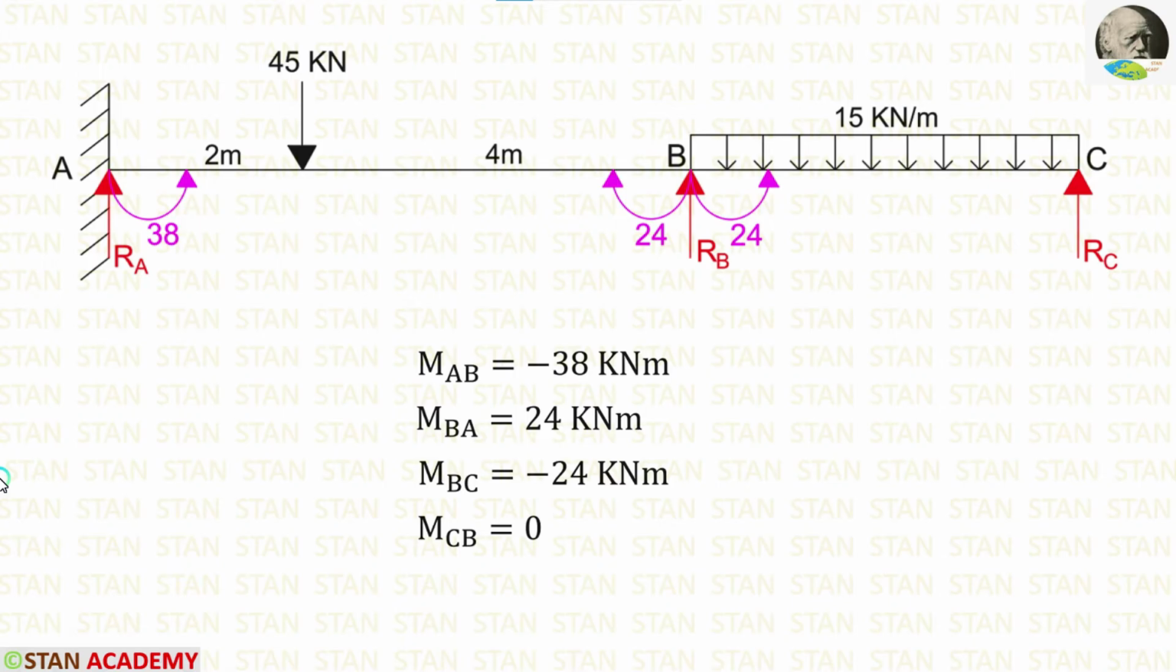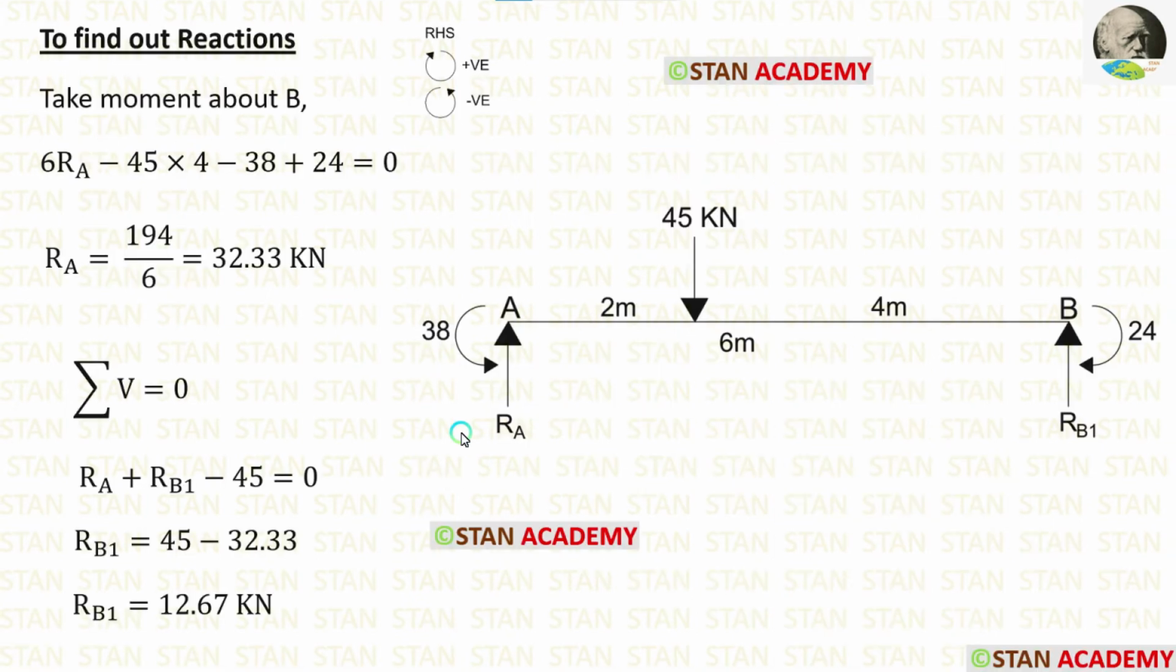Now let us calculate the vertical reactions. First, I am going to take the span AB and find out the vertical reactions. In the span AB, we are having two moments, MAB, which is acting in the anti-clockwise direction, and MBA, which is acting in the clockwise direction. So when we calculate the reactions, we have to consider these two moments. In this span, first I am going to calculate the reaction RA. For that, I am going to take moment about B. In this case, I am moving towards right hand side. Clockwise will be positive, anti-clockwise will be negative.